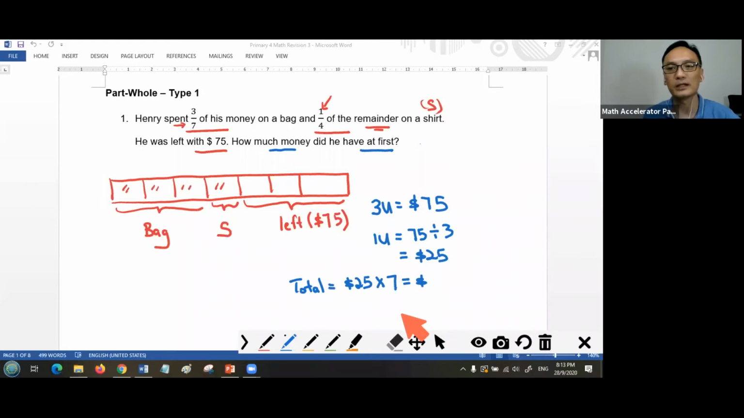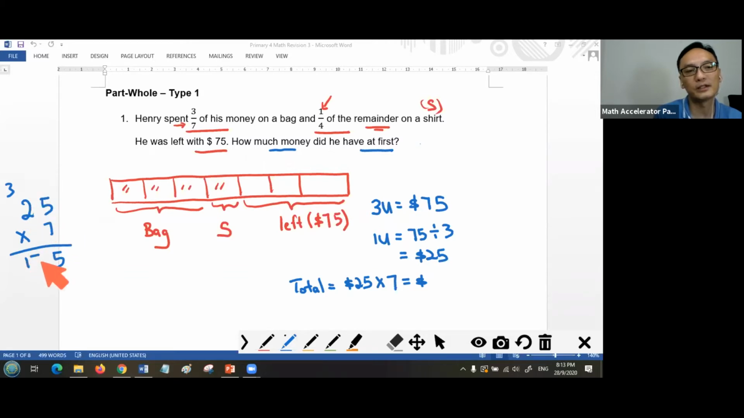I see 185 and 175. So is it 185 or 175? Let me see. Okay. Let's try to do it at the side. 25 times 7. First, you get 35. Carry 3. So 2 times 7 is 14. 14 plus 3 is 17. So it will be 175.